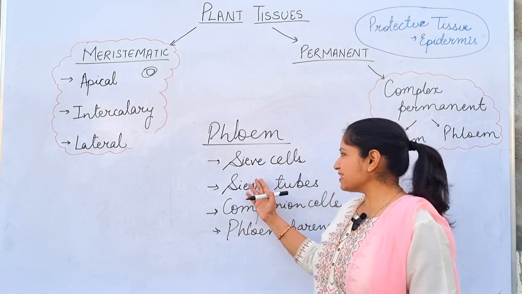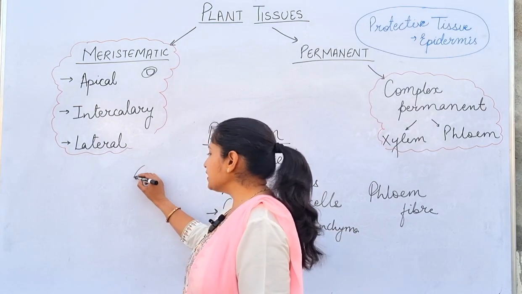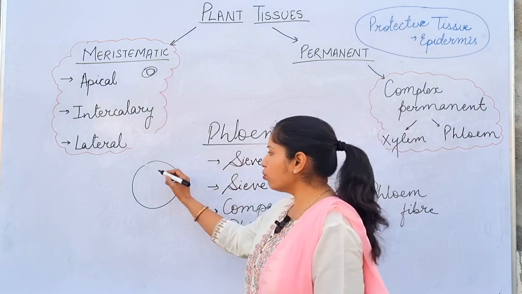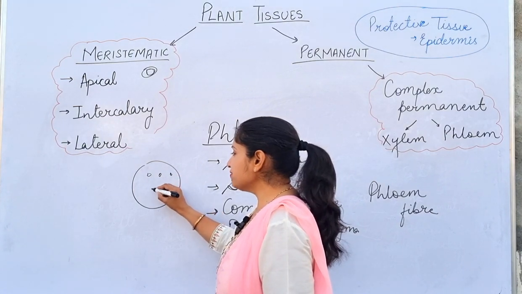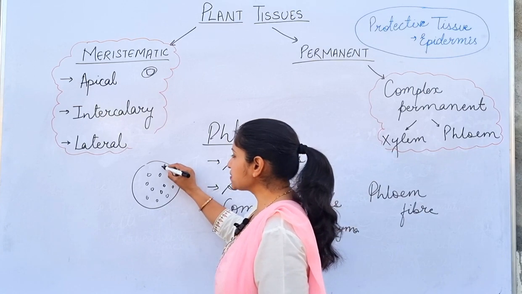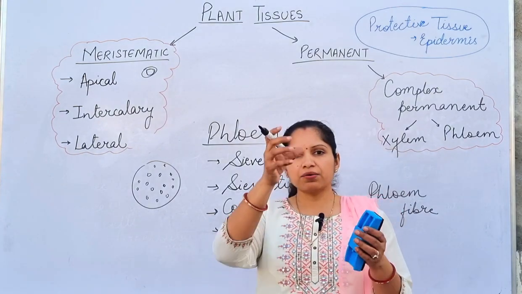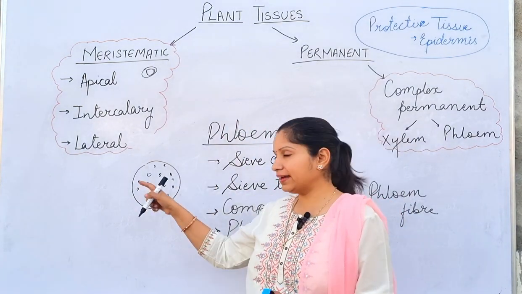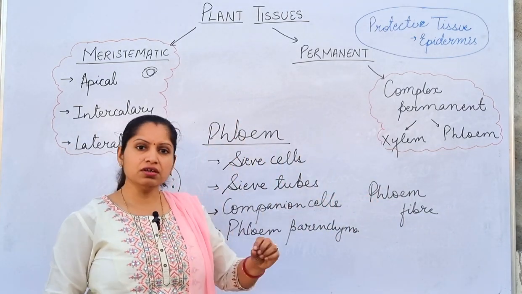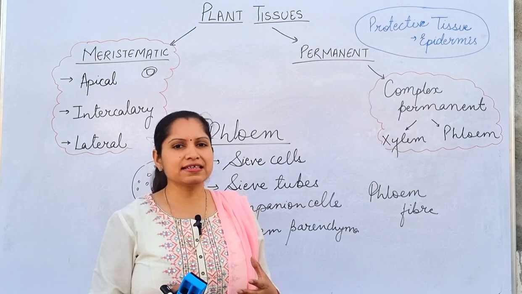Okay, so sieve cells, sieve tubes. Sieve word suggests that it is a perforated cell. Sieve word means chalni. Okay, so chalni means that it is having small pores, small gaps. So sieve cells are the perforated cells. Perforated means they are having small holes in them. Okay, so these sieve tubes are arranged one after the other, and they are having small holes, and these sieve tubes are in the tube like structure surrounded by the companion cells. The companion cells are there around the sieve tubes.